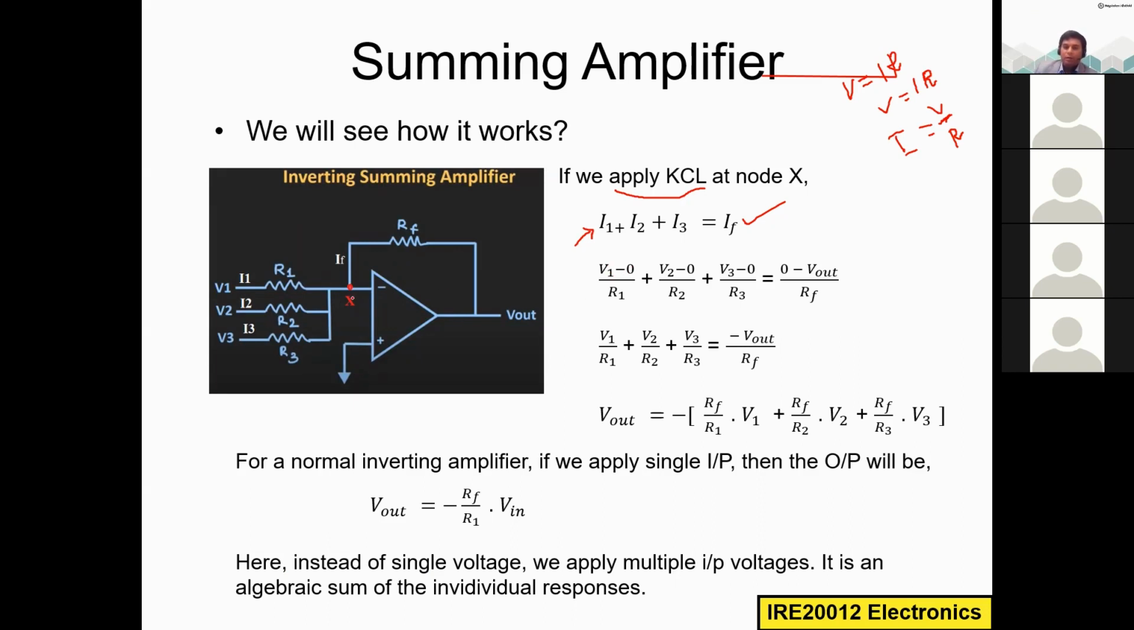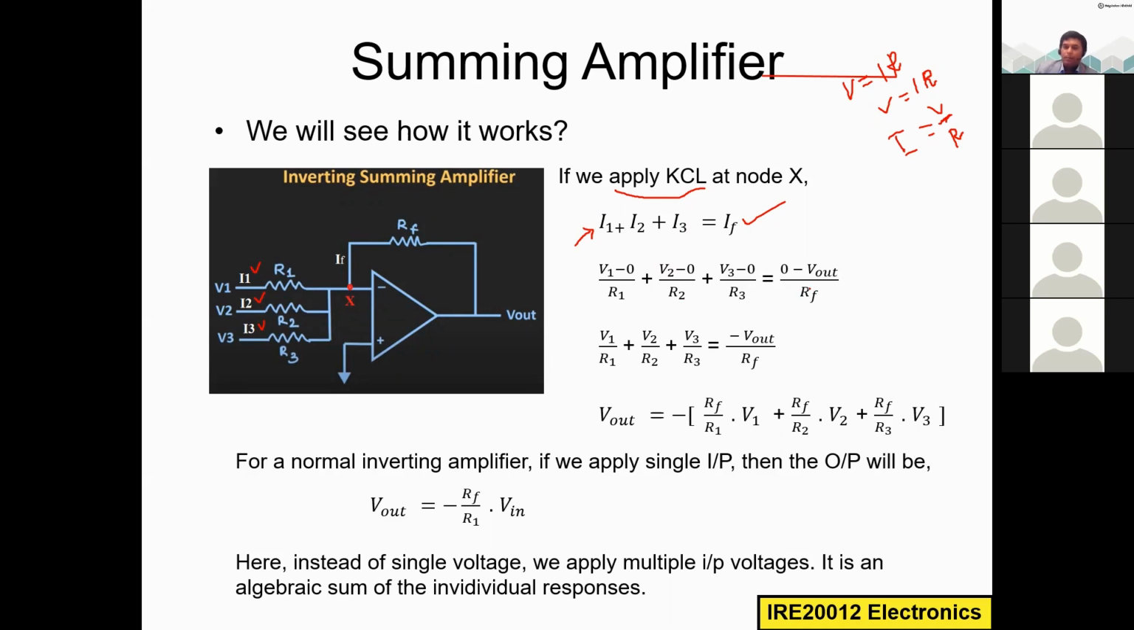We know the value of Vx is 0, and I2 is the same: V2 minus Vx divided by R2, so V2 minus 0 divided by R2. And similarly, I3 is V3 minus Vx divided by R3. So now we know what I3, I2, I1 are. We are just applying this equation.